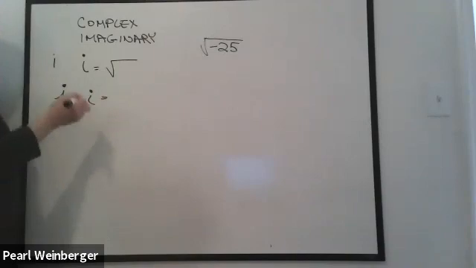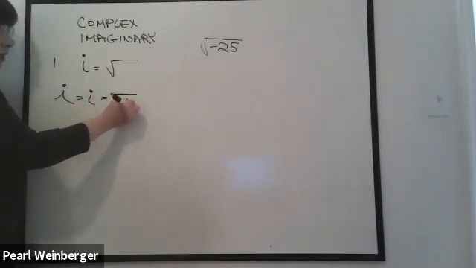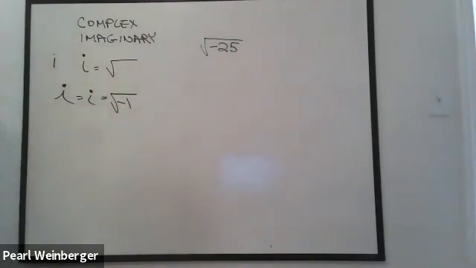Now, what is this new number equal to? This new number is the square root of -1. It doesn't exist in the real number system. It only exists in this new complex or imaginary number system.